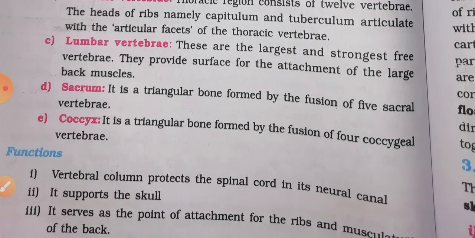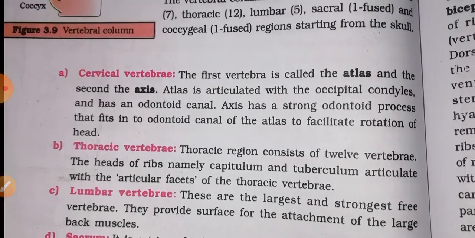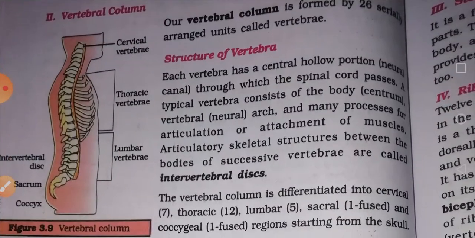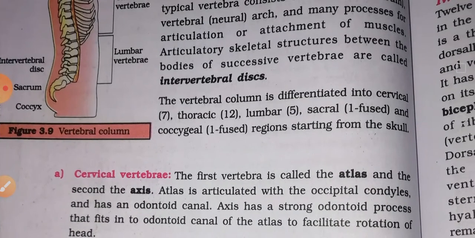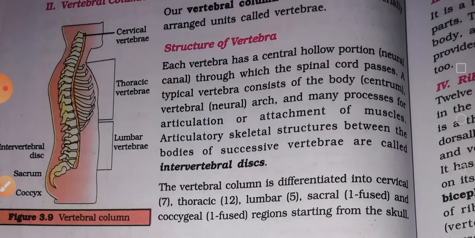Next is the sacrum. This is a triangular bone formed by the fusion of the 5 sacral vertebrae. Next one is the coccyx, a triangular bone formed by the fusion of 4 coccygeal vertebrae. So this is the last, sacrum and coccygeal. First one is cervical, second thoracic, then lumbar, next sacrum and coccygeal. Overall, the attachments from start to end are called intervertebral discs.